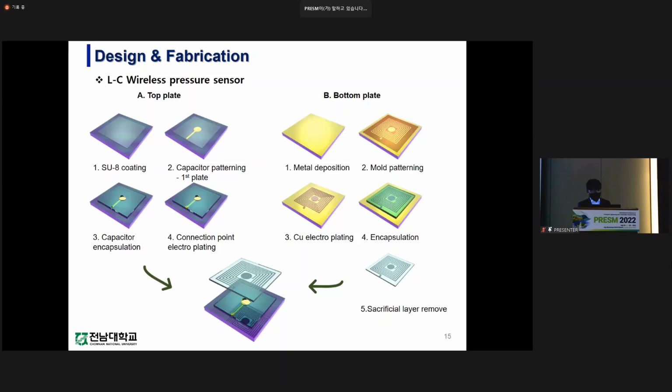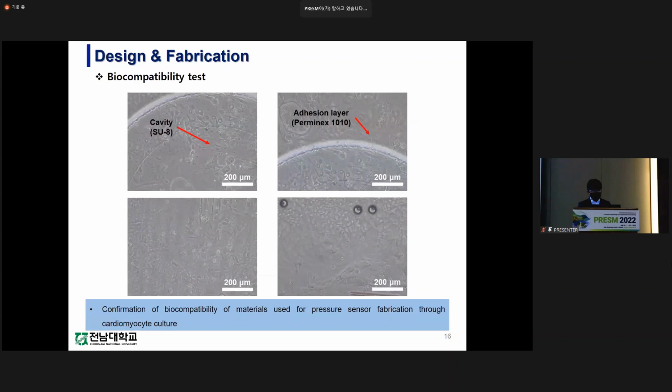Next is the LC wireless pressure sensor. It is composed of the top and bottom plates, and adhesion and air cavity are formed using Permiex. Permiex is a negative tone photoresist like SU8. The biocompatibility of Permiex was confirmed through the cardiomyocyte culture.